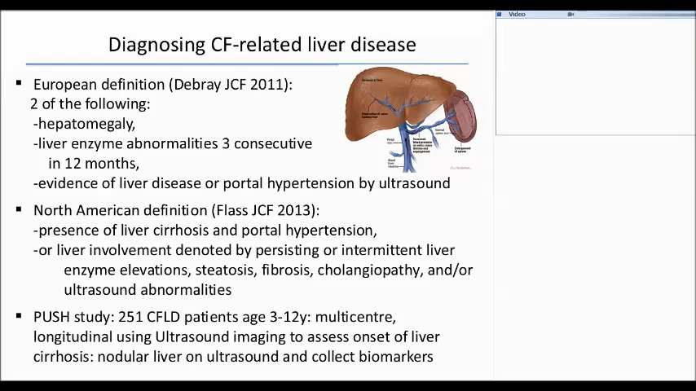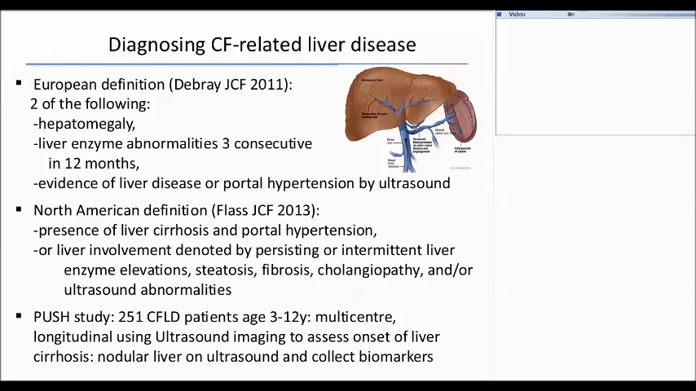So in Europe, you need at least two of the following. You need hepatomegaly, liver enzyme abnormalities at 3 consecutive blood works within 12 months, so that's consistent with a chronic elevation of liver enzymes, and or evidence of liver disease or portal hypertension by ultrasound. That's a little bit vague, I would say. North America had defined it a little bit more strictly, with the presence of liver cirrhosis and portal hypertension to mark that severe end of liver disease.